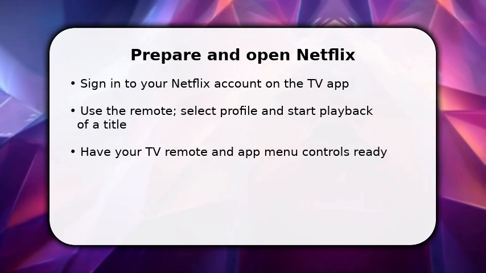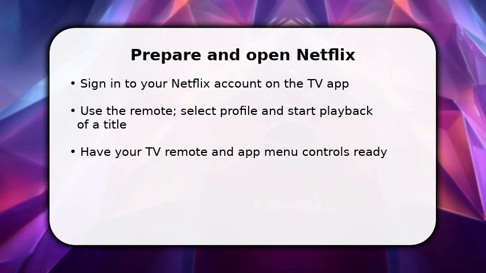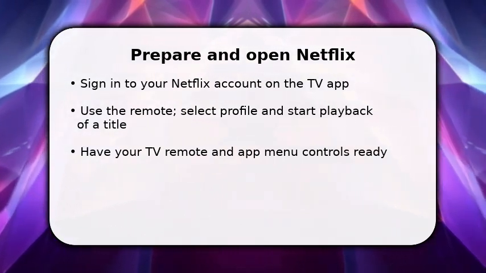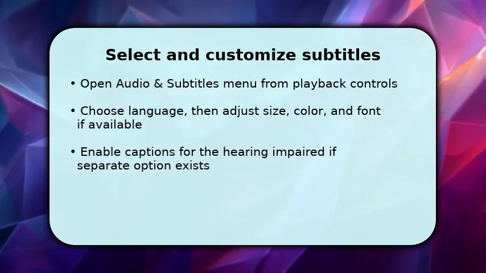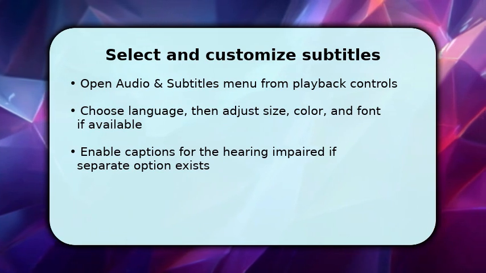Make sure your TV firmware is up to date and the app is the latest version. Outdated software can hide controls or limit subtitle features. Now choose Audio and Subtitles from the playback menu. You'll see available subtitle languages and audio tracks.